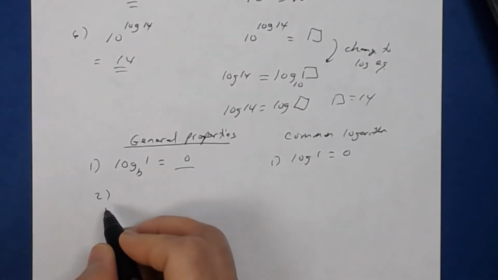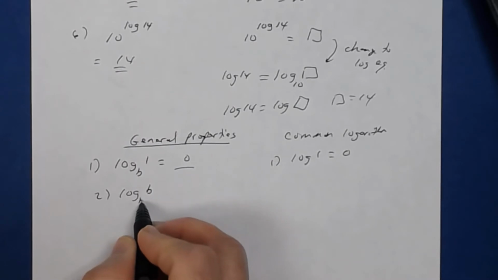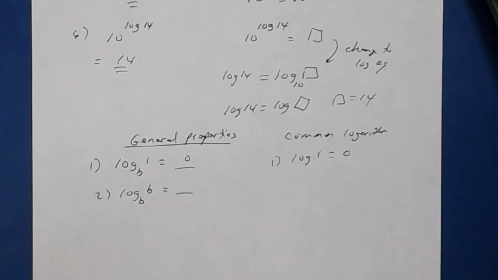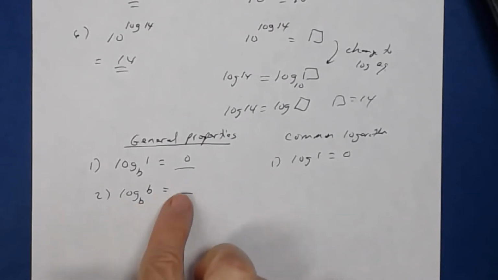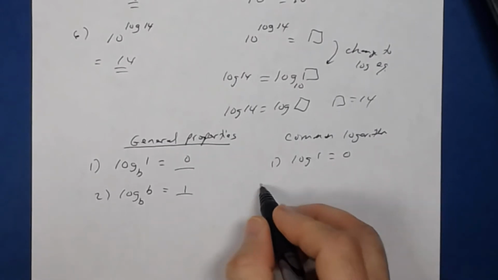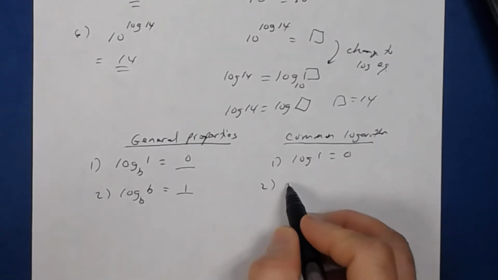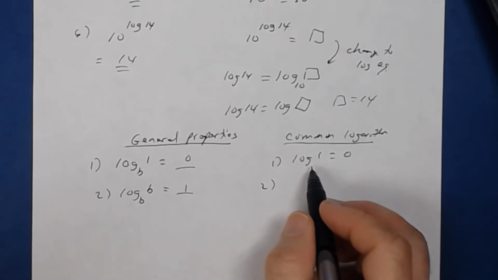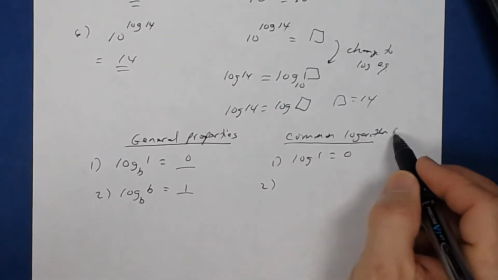Number 2, if I have the log of b base b, what is that equal to? Well, let's think about it. B to what power is itself? B to the first, right? So that's 1. So then the same thing applies with common logarithms. Remember, with common logarithms, if you don't see the base, it's understood to be 10. So common logarithm has what base? Base 10.